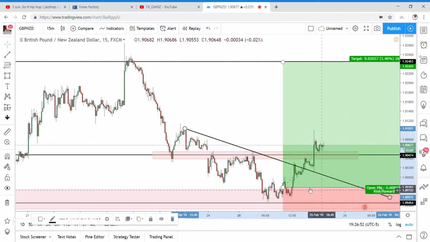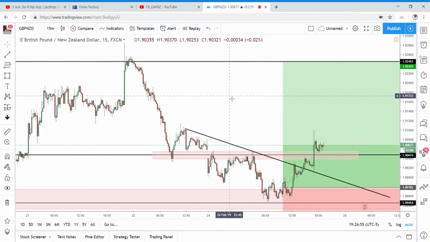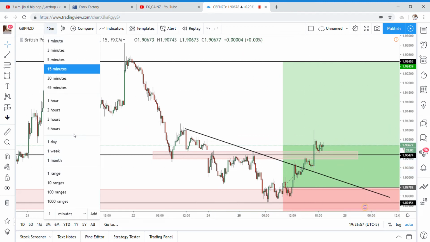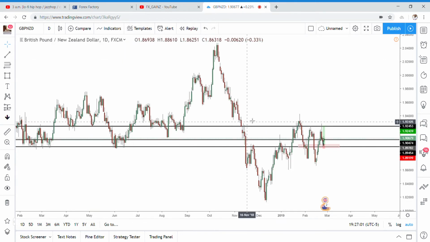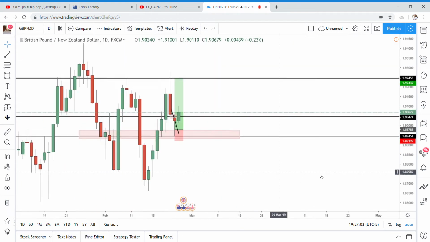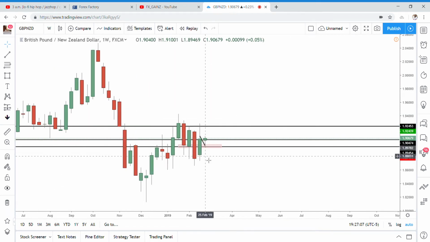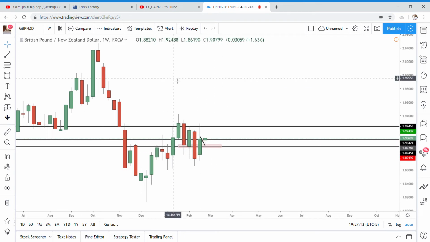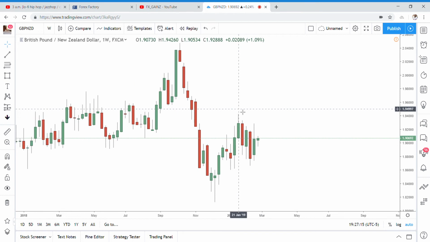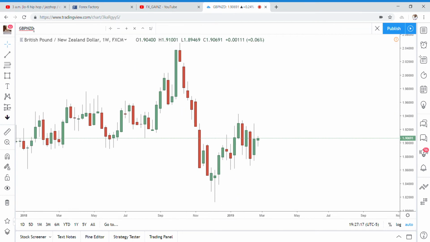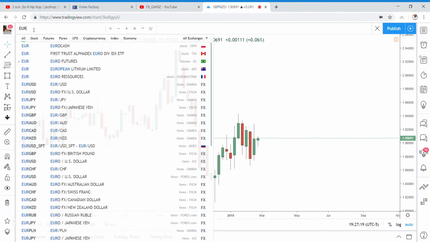Broke this little trend line thing here. So price looks pretty bullish to me on this pair. So I think that's it for this pair. Also, let me just check the weekly real quick. And yeah, we were bullish last week, so we'll probably be bullish this week too. So that is that. Let's go to the Euro New Zealand dollar.